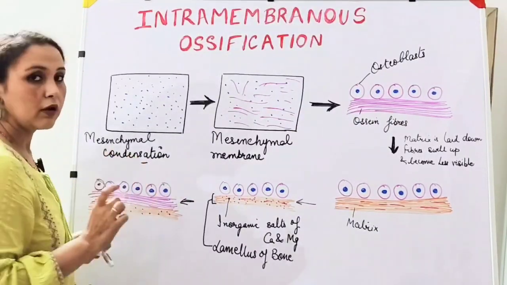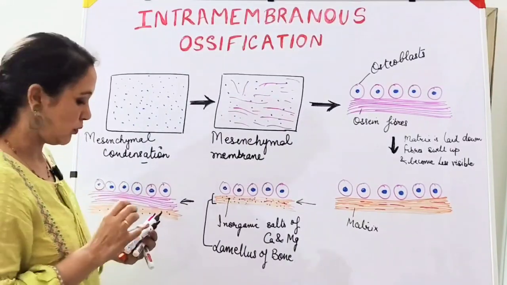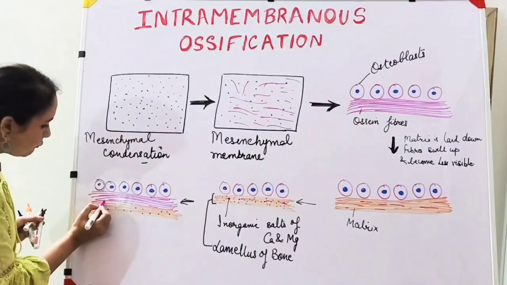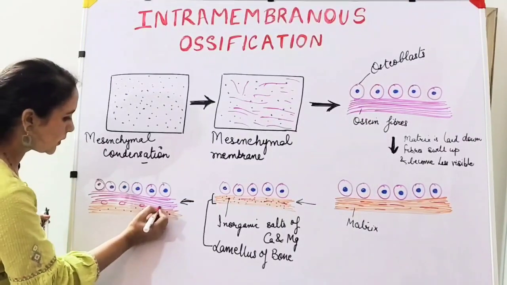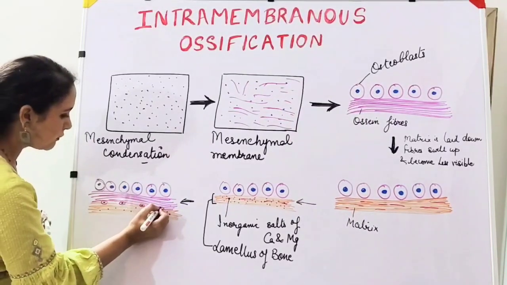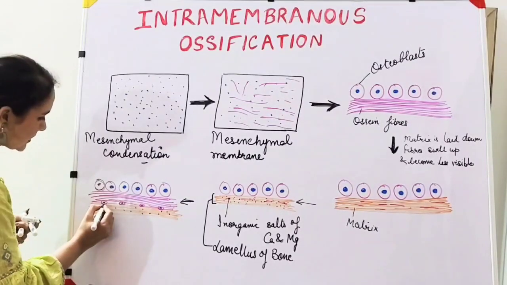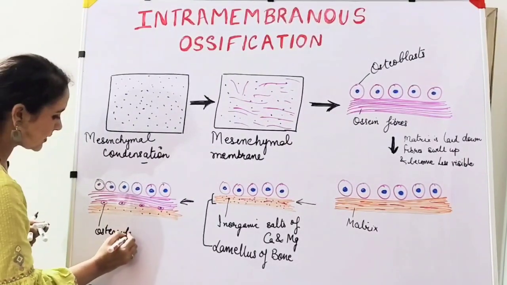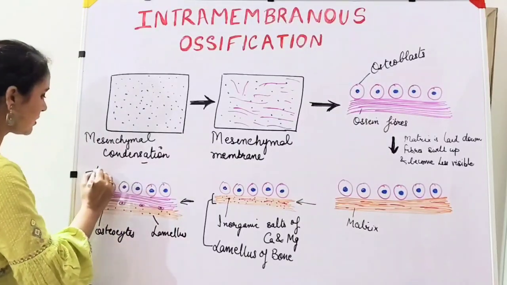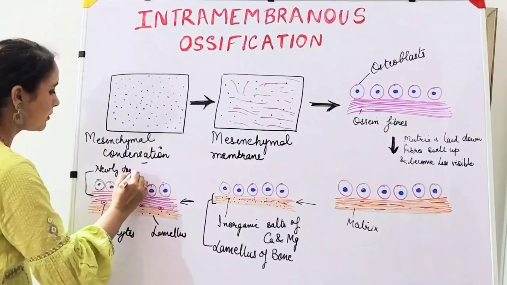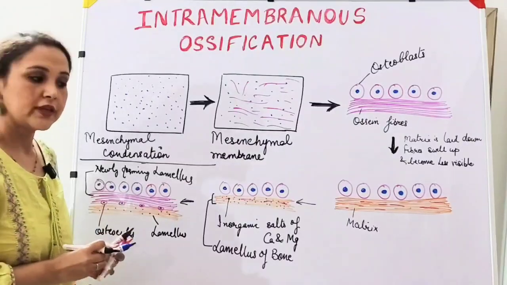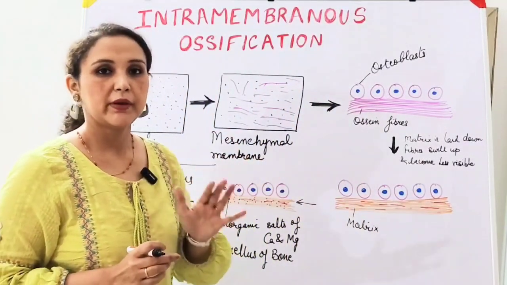So the lamellae all formed will form one trabecula of the bone. Now when they are moving away from the already formed lamellus, what happens? Few of them will get trapped in between. They lose the power of division and form osteocytes. So this is an already formed lamellus and this is the newly forming lamellus. That means it is now just forming. So this is all about how intramembranous ossification occurs.